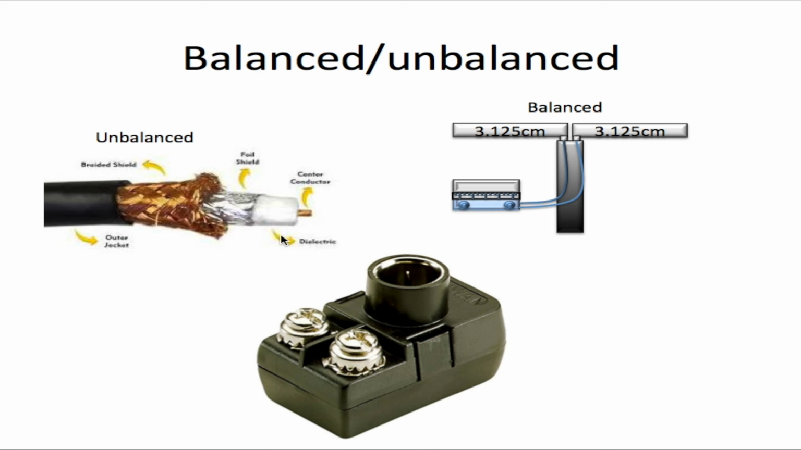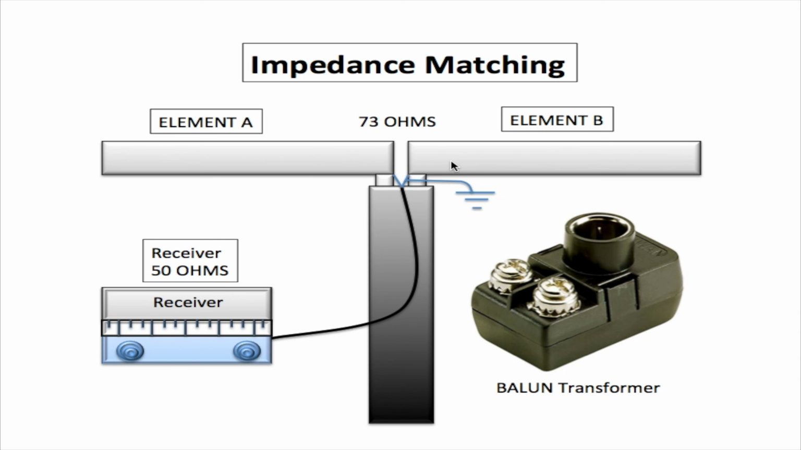As you can see here, we have our coaxial cable with our center conductor and our braided shield here. So these two paths are different, so they are unbalanced. But as for the dipole antenna, we got two elements at 3.125 centimeters each. So this is balanced. So this is why we need the Balun transformer. Even if my antenna was 50 ohms, the same as the coaxial cable, and I connect them together, we will still have an impedance mismatch, so we wouldn't have maximum power being transferred because of this imbalance.